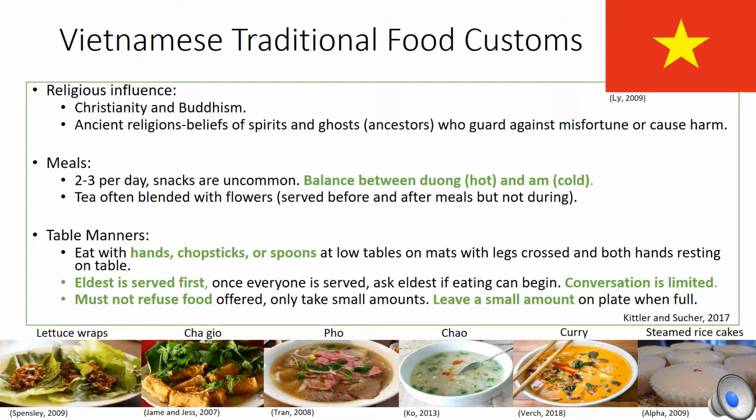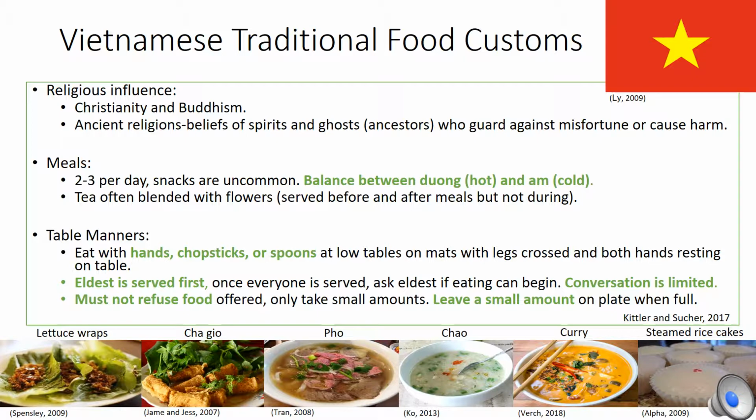Meals include 2 to 3 per day, and snacks are uncommon. There should be a balance between duong and am. This does not refer to temperature. Tea is often blended with flowers, and served before and after meals, but not during.